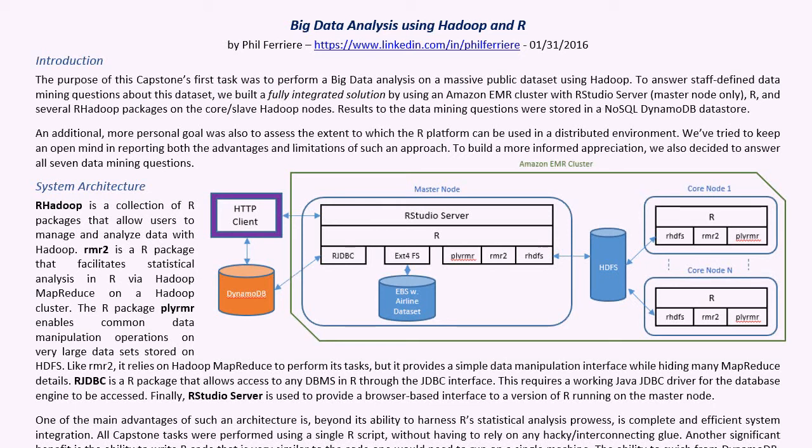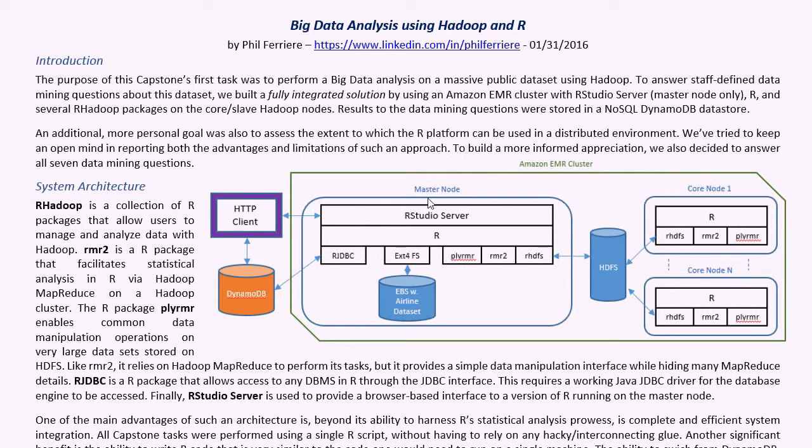Before showing you the execution of the jobs for task 1, I thought I would give you a quick overview of the architecture and what we have set up at Amazon so that you get a better understanding of what it is I'm going to show you next. So we basically set up an EMR cluster at Amazon with a master node and several core nodes.